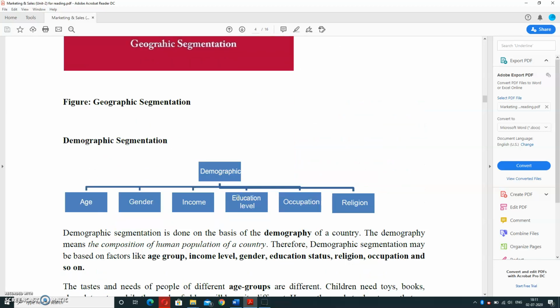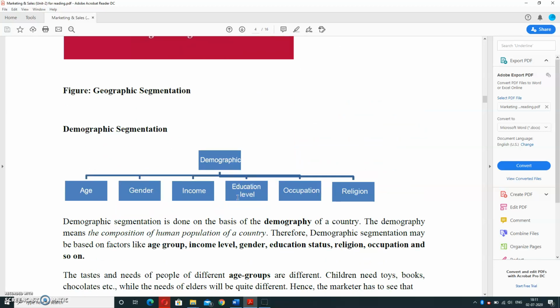Now next is demographic segmentation: to divide the market on the basis of age, gender, income, educational level, occupational level and religion. Demographic segmentation is done on the basis of the demography of our country. Demography means the composition of the human population of a country. Therefore, demographic segmentation may be based on factors like age, income level, gender, educational level, religion, occupation and so on.